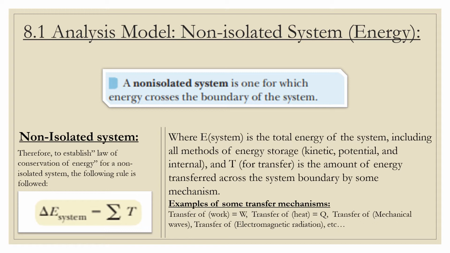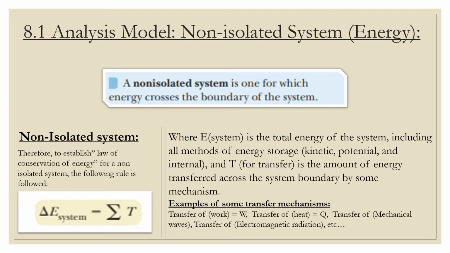Like if the body is 100 joules and then it became 50 joules, there is a loss of 50 joules. This loss of 50 joules is equal to the transfer of energy that happened outside of the system. So here, ΔE system is the total energy of the system, including all methods of energy storage. We have 3 types of energy storage. Number 1, kinetic energy. Number 2, potential energy, and internal energy. And T is the amount of energy transferred across the system boundary by some mechanism.